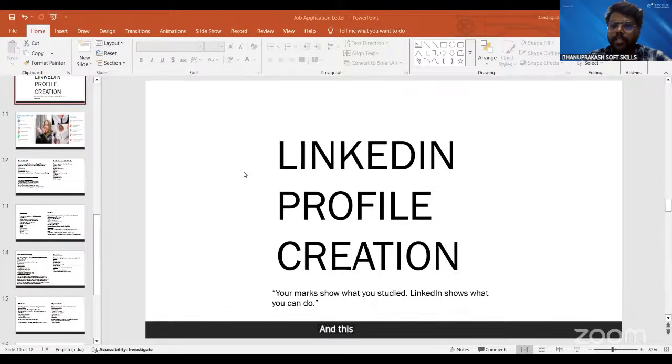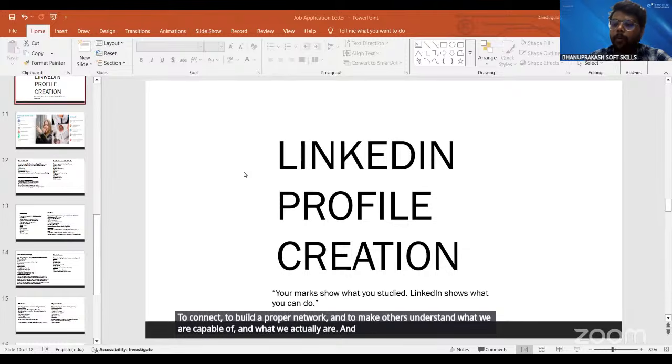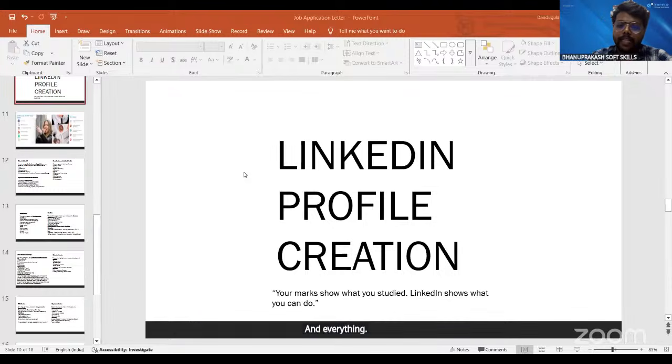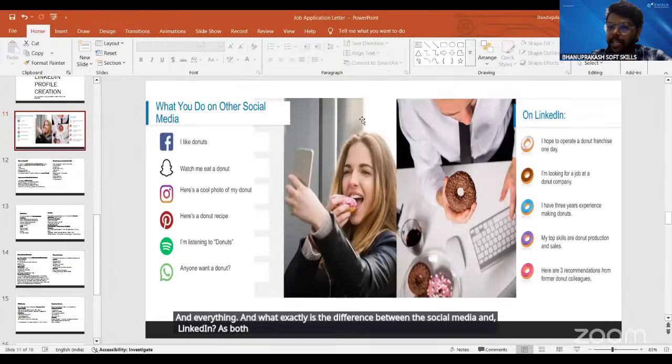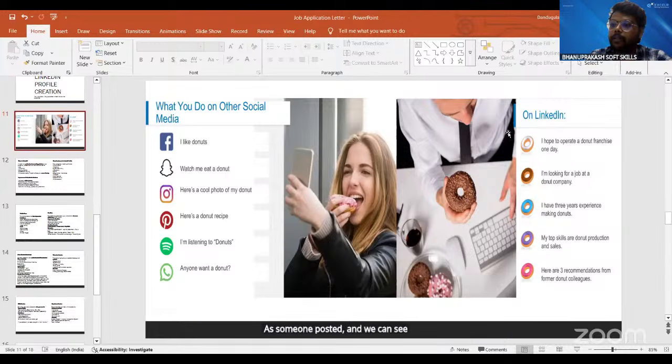And this is a very professional platform that we can use to connect, to build a proper network, and to make others understand what we are capable of and what we actually are. You also have the scope of finding new jobs, new people, and everything. What exactly is the difference between social media and LinkedIn? Both have the same formats. If we take Instagram, LinkedIn is also the same. We can see the posts someone has posted, and we can see the bio and our profile.